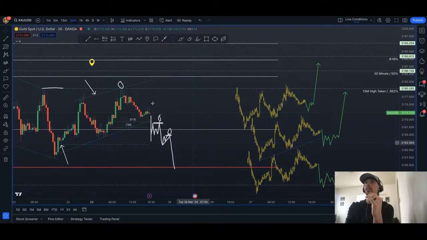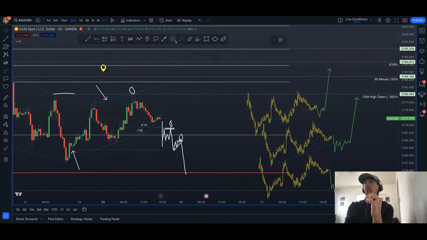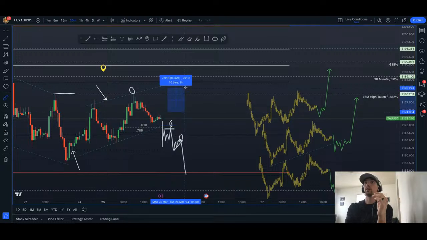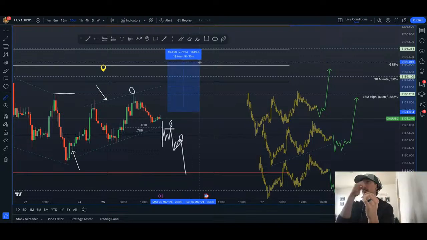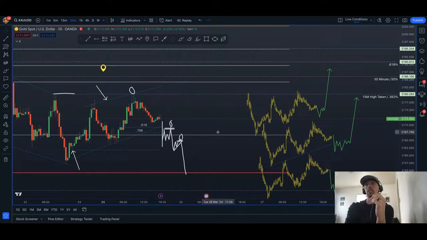Okay. However, on the top side, if we get a long position somewhere in here, we're looking at 117 ticks to 2186, and then 2190, 849 is 160 pips. So there's good potential on either side.